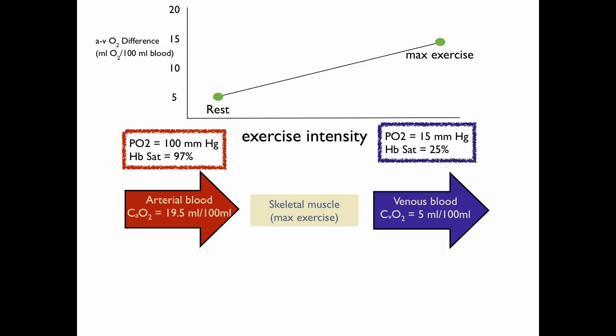In a previous video, I showed you how to use the oxyhemoglobin dissociation curve to figure out how you could find out the content of oxygen in the blood using PO2 and hemoglobin concentration. So at a PO2 of 100, in the arterial blood, we see approximately 19.5 mL of oxygen per 100 mL of blood. And in the venous blood at a PO2 of 15, we see about 5 mL of oxygen per 100 mL of blood.